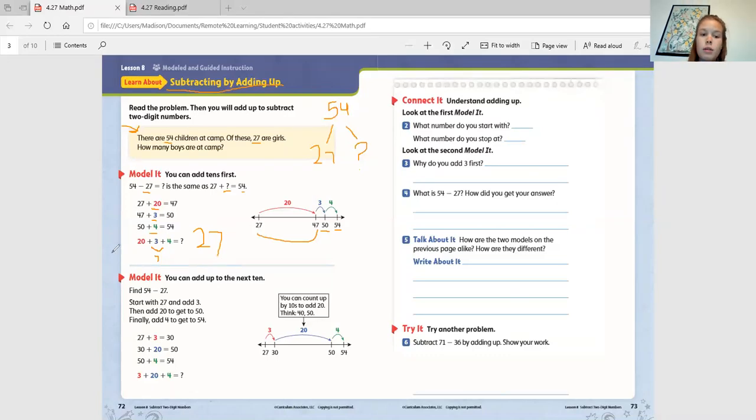Now let's look over here because it's doing the exact same thing, but it made a friendly number first, then jumped up by tens, and then went up by 4 like we did in our previous problems. So it started with 27. It added 3 to make our friendly number, because friendly numbers end in a 0, to get us up to 30. And then we added our 20 to get all the way up to 50. And then we had only 4 more to add to get to 54.